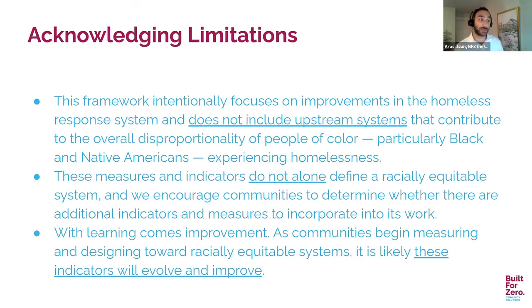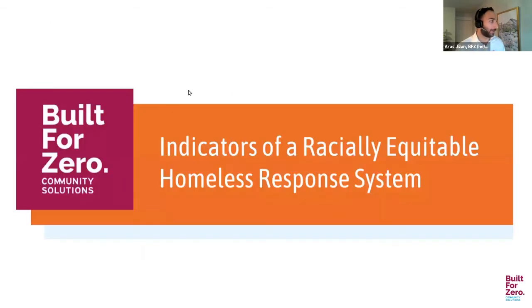Next, I want to say that these measures and indicators do not alone define a racially equitable system. So basically, this is just saying this is a start, but we're not claiming that this is the end all be all, right? We'll learn together and we'll evolve together, just like we have with measures around reductions and understanding the work to end homelessness. So this is going to be an evolution, but these indicators will evolve and improve, and this is a good place to start. Okay, I think that's enough preamble for now.